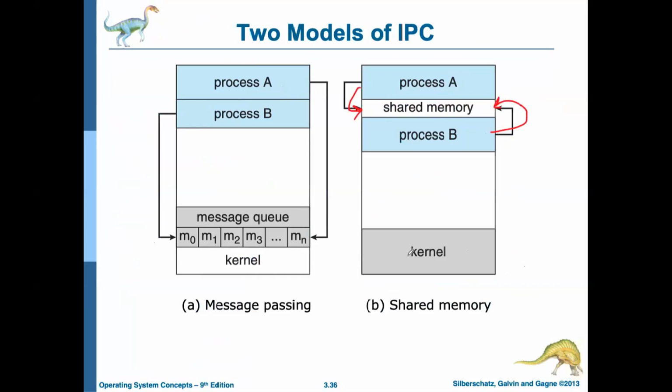Finally, the lowest in this diagram is the kernel. Kernel is a very important part. It's the heart of the operating system.